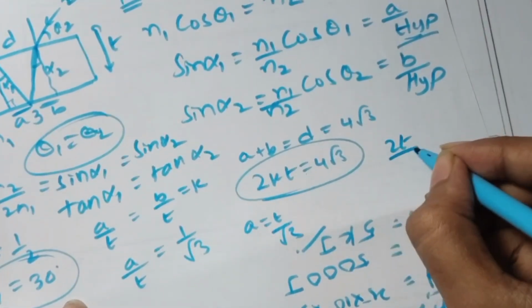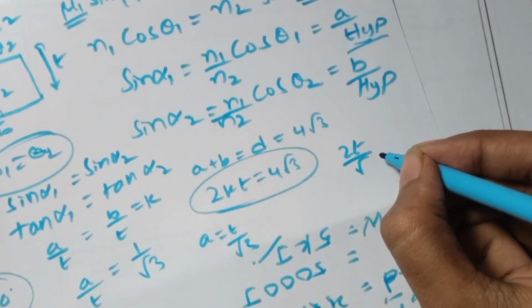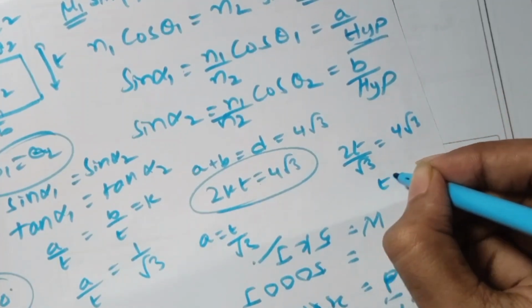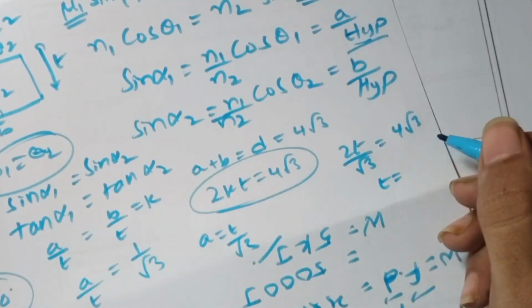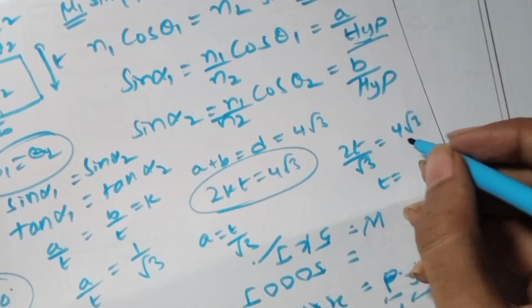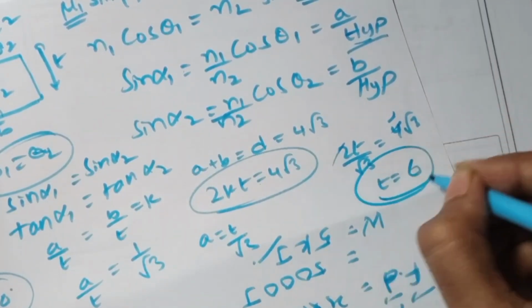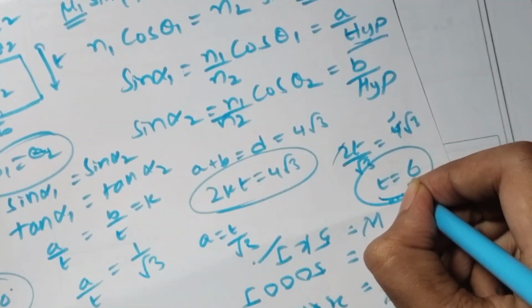So 2T by root 3 equals 4 root 3. So here you will get T equal to 6 centimeters as the thickness of the slab.